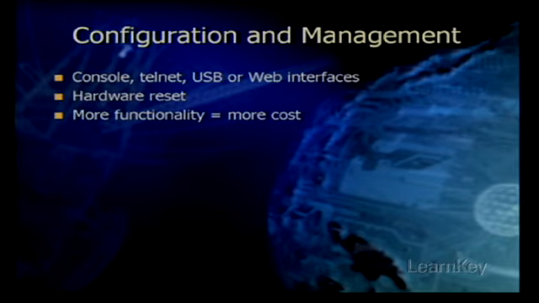Even though the SOHO access point will typically have WEP, MAC filters, and even a built-in web server, if features such as viewing the association table, 802.1x, and LEAP support, VPN support, and all these other things are required, you can expect to pay several times as much for an enterprise-level access point.